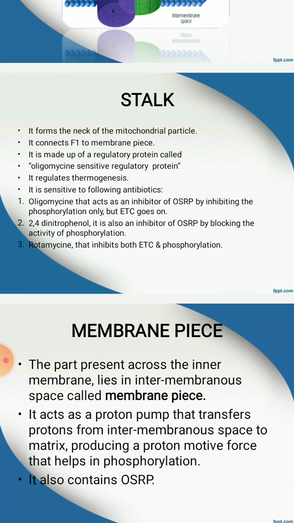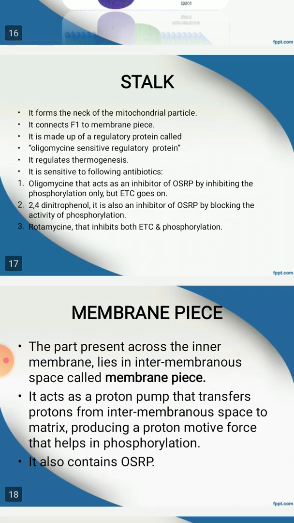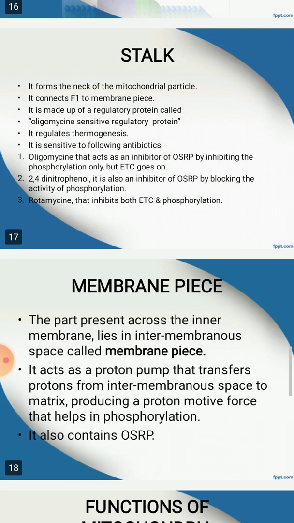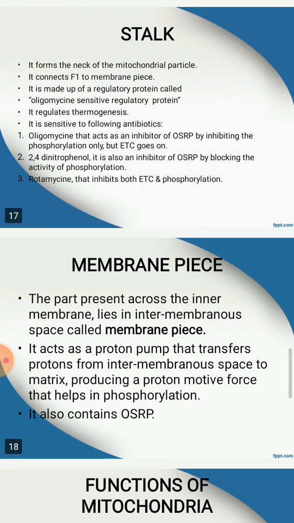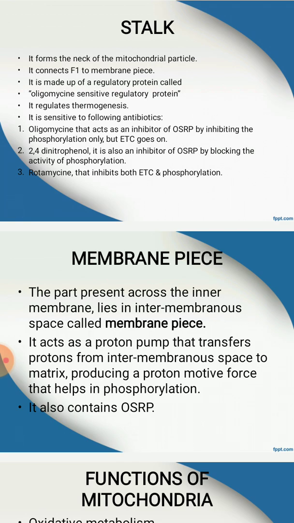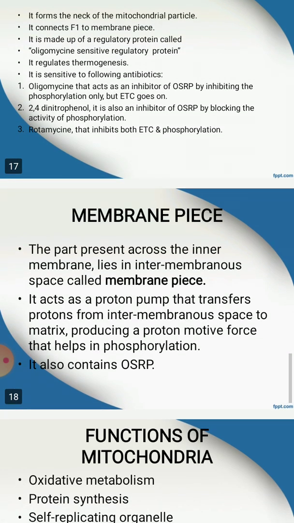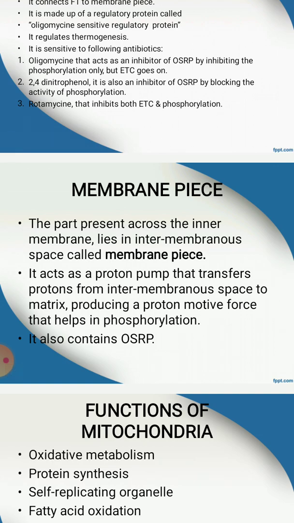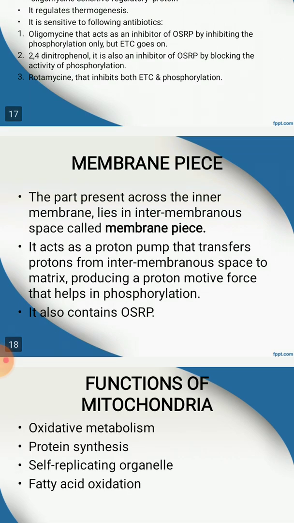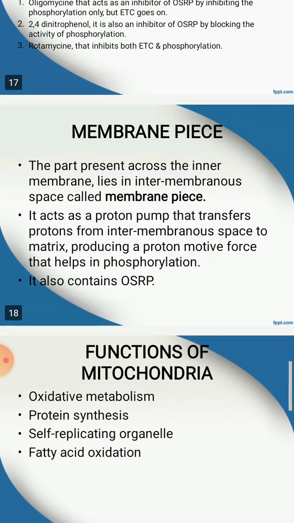It is made up of a regulatory protein called the oligomycin sensitive regulatory protein, OSRP. It regulates thermogenesis, temperature regulation. It is sensitive to the following antibiotics: oligomycin, which acts as an inhibitor of OSRP by inhibiting phosphorylation only, but the electron transport chain goes on. 2,4-dinitrophenol is also an inhibitor of OSRP by blocking the activity of phosphorylation. Rotenone inhibits both the electron transport chain and phosphorylation.